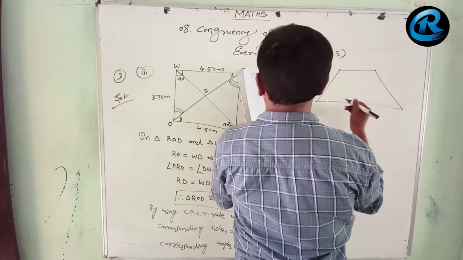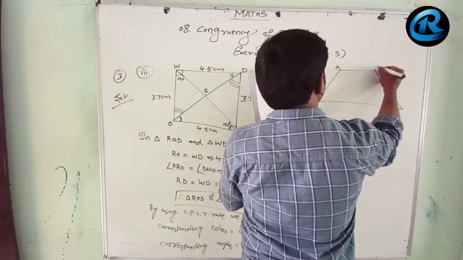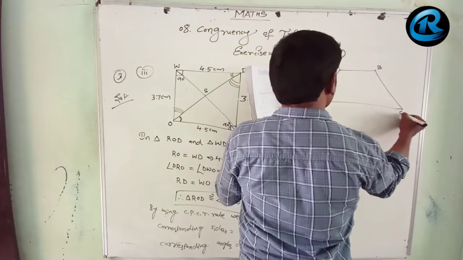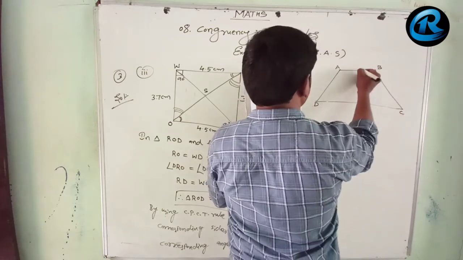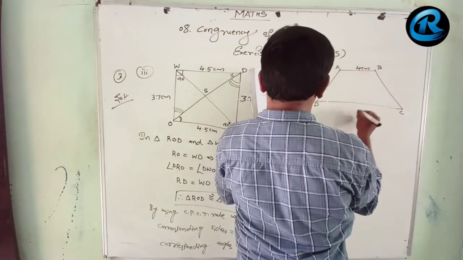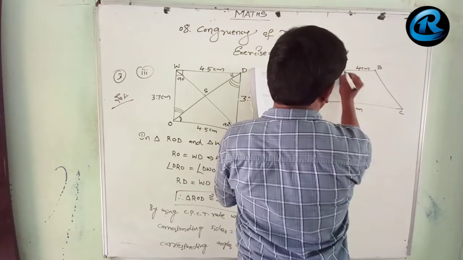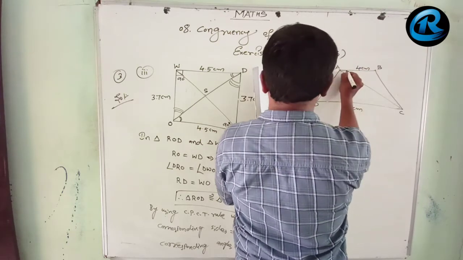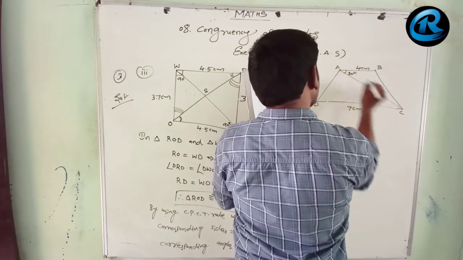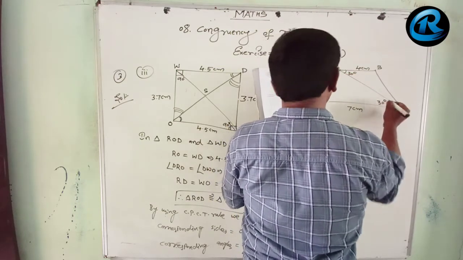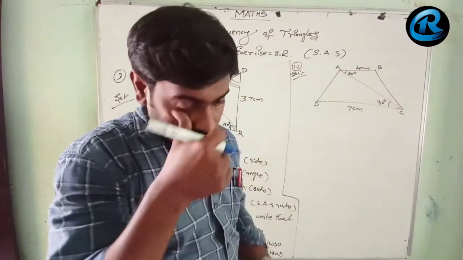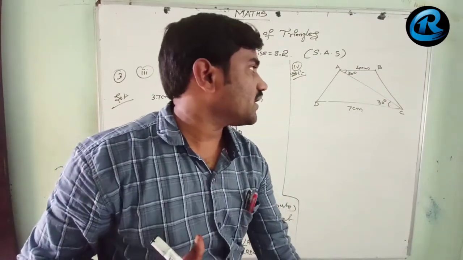Yes. Now it is ABCD, and we know it is 4 centimeters and here 7 centimeters. The diagonal of the trapezium is given, and it is 30 degrees and here it is 30 degrees. So very good. Now let us try to prove whether these two triangles are congruent or not.